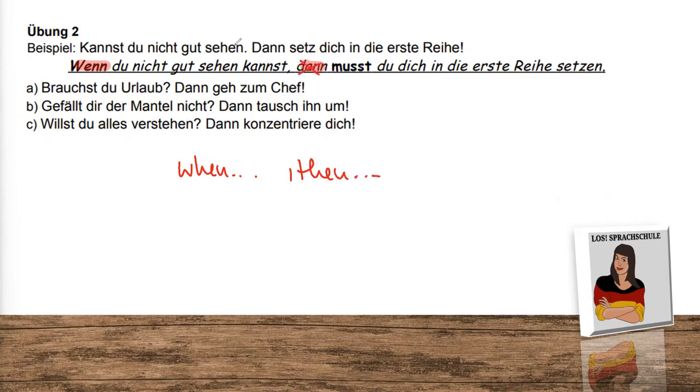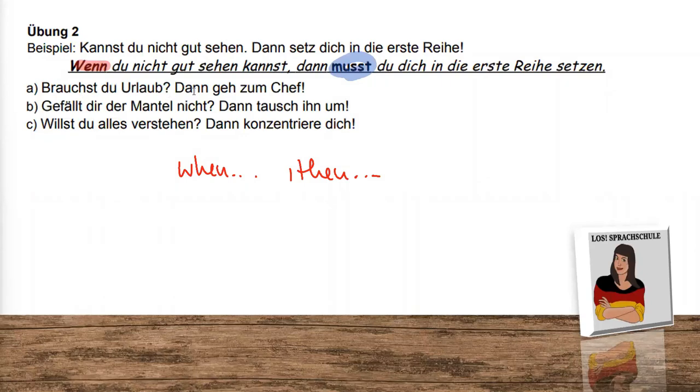We can also say, wenn du nicht gut sehen kannst, musst du dich in die erste Reihe setzen. This is completely fine and understandable. As you can see, now even the second example has Modalverben. The first one was "you can do this and that if", and this one here is "must". Let's try the next example together.